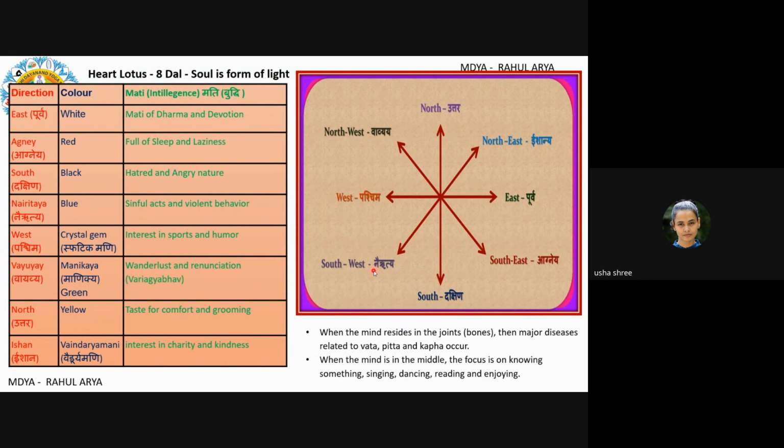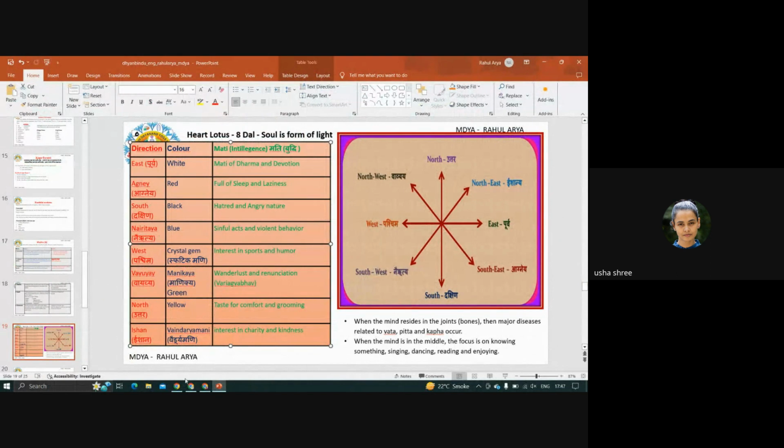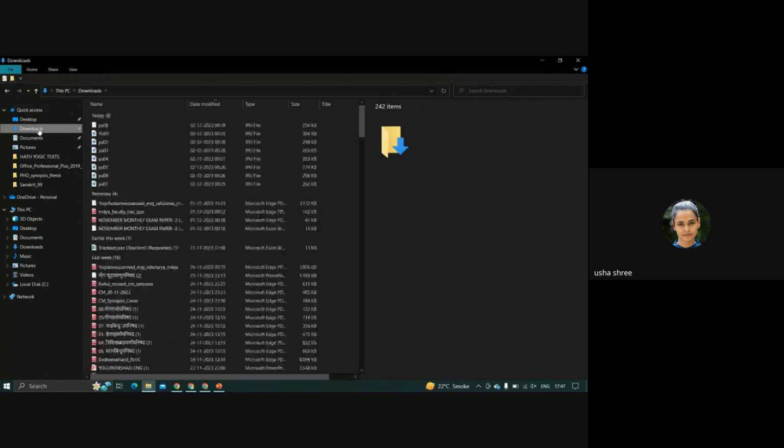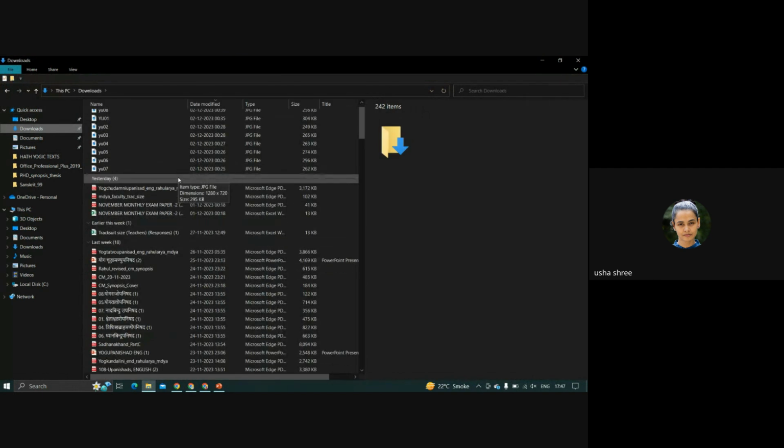And coming to the next part, when the mind resides on the joints, major diseases related to Vata, Pitta, Kapha occur. When the mind is in the middle, the focus is on knowing something, singing, dancing, reading, and other things. So the mind focuses on that. We get into that when the mind focuses in the middle.